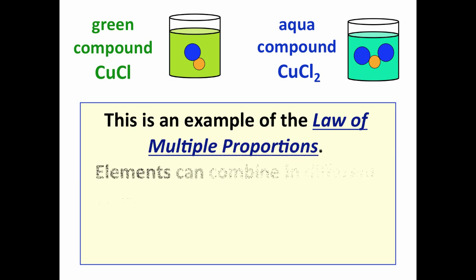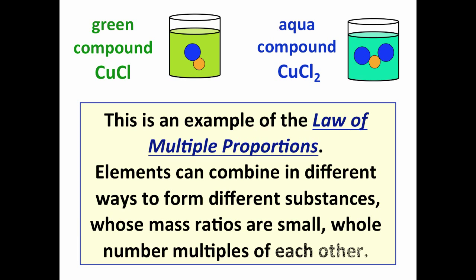And this is an example of what's called the law of multiple proportions, where elements can combine in different ways to form different substances, and when they do, the mass ratios of these different substances are going to be small whole number multiples of each other. In this case, it was a 2 to 1 small whole number ratio, but we could of course have 5 to 3 whole number ratios, or 6 to 5 whole number ratios for different compounds of a given other element.